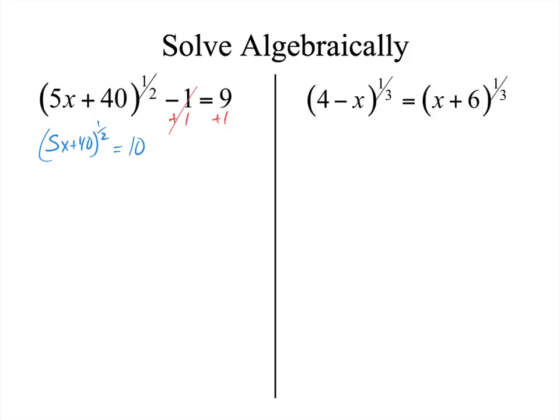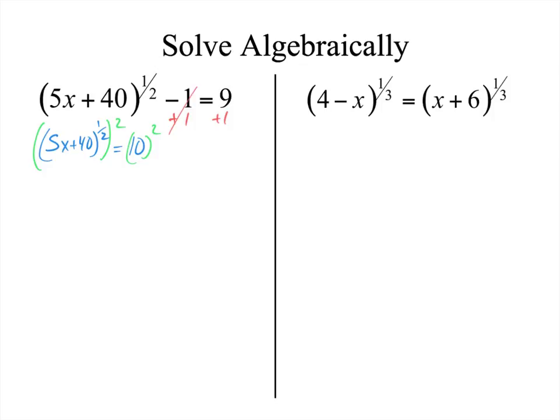Now, how do you get rid of a 1/2 power? Well, how do you get rid of a square root? You square. And watch what happens when I square both sides. You kind of see it. When I square both sides, yes, you square a square root, but if you think about powers, what's 1/2 times 2? Don't you multiply those powers? 1/2 times 2 is 1. Oh, yeah, that does cancel out.